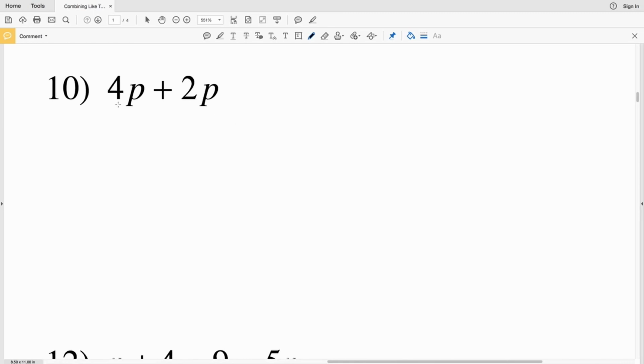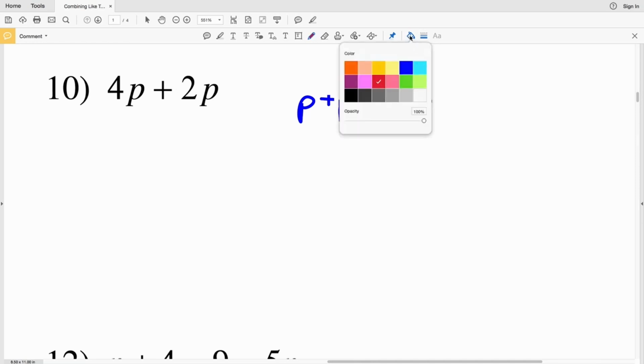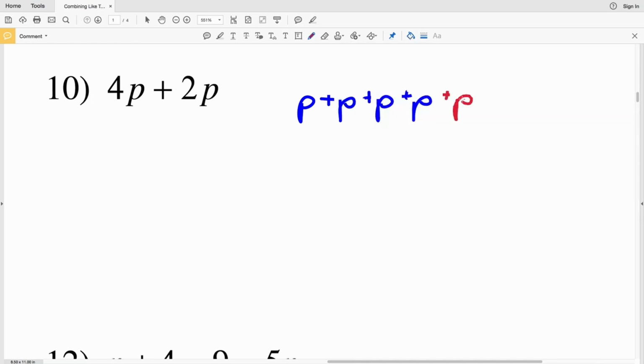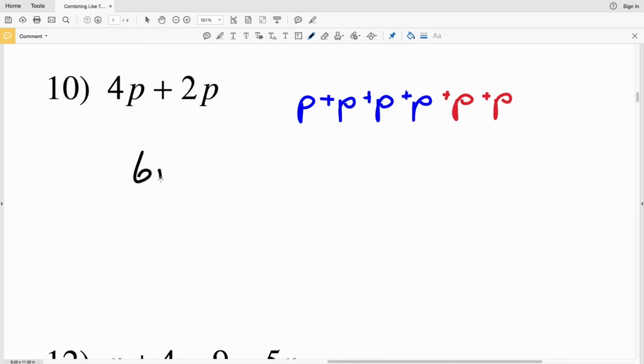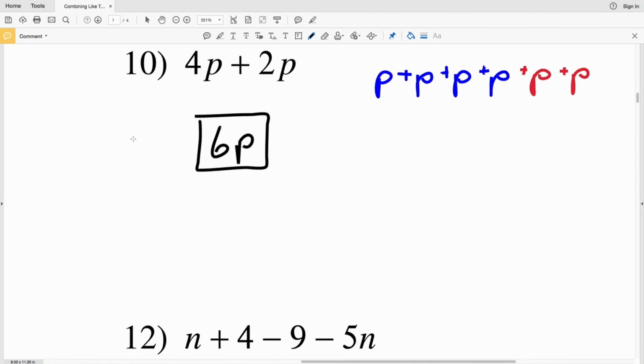Number 10, we have 4p, so let me go ahead and write this out. P plus p plus p plus p, and we're adding 2 more p to that. So plus p plus p. Total, we have 1, 2, 3, 4, 5, 6p. So 4p plus 2p is 6p.